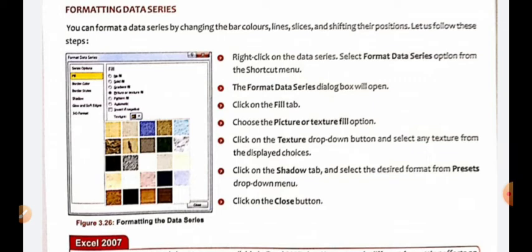You can format a data series by changing the bar colors, lines, slices and shifting their positions. Let us follow these steps. Right click on the data series and select the format data series option from the shortcut menu. The format data series dialog box will open. Click on the fill tab and choose the picture or texture fill option. Click on the texture drop down button and select any texture from the display choices. Click on the shadow tab and select the desired format from the presets drop down menu. Click on the close button. These are the steps to format any data series.